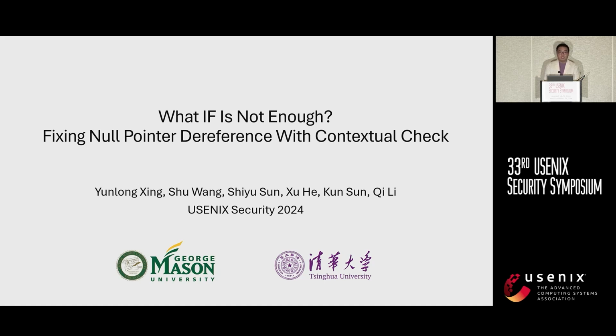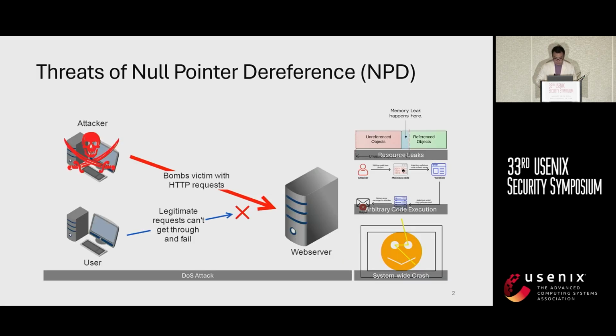My topic today is "What if it's not enough: fixing null pointer dereference with contextual check." Null pointer dereference, or NPD, occurs when a program tries to access memory through a null pointer, and dereferencing it always causes the program to crash. When NPDs are exploited by attackers, malicious behavior like DoS, resource leakage, arbitrary code execution, and system-wide crash can be conducted.